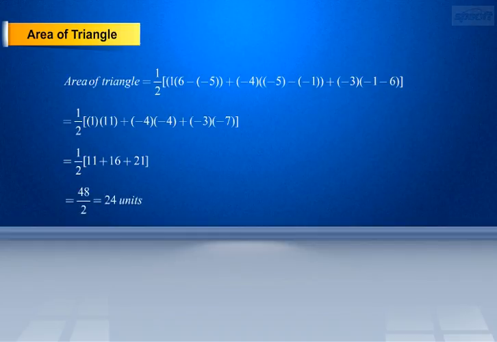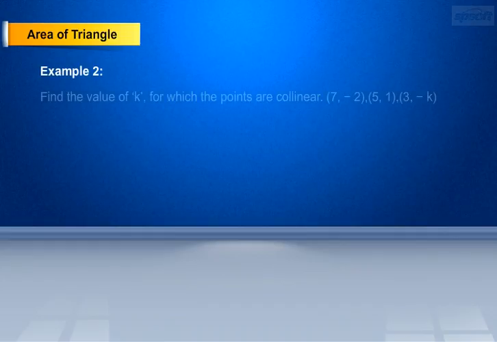This implies that 48 divided by 2. This implies that 24 units. Therefore, area of triangle ABC equals 24 units. Now let us see another example.